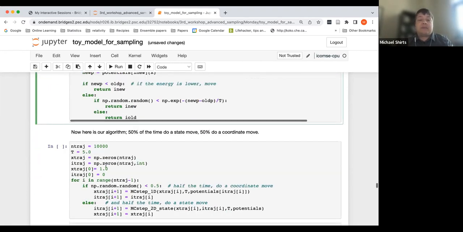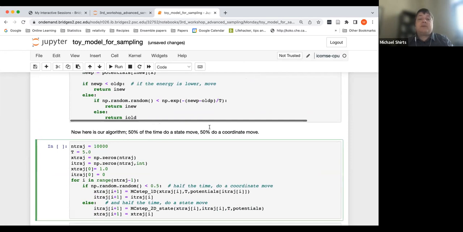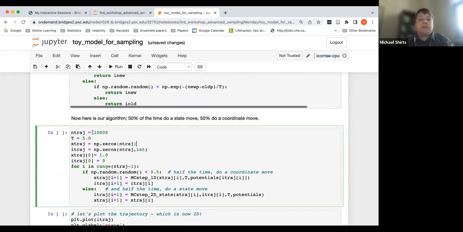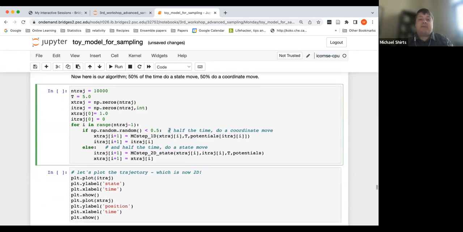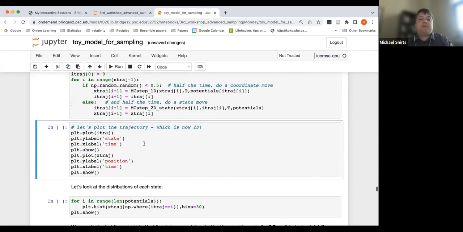So here's our algorithm now. 50% of the time do a state move, 50% of the time do a coordinate move. So 10,000 steps again, temperature is 5. Now our trajectory is two-dimensional. To describe the state of our system, we have to describe both the location and also the state. Which of the potentials is it in? And now, notice we're using our exact same Monte Carlo step as before, because when we're on a fixed potential, we can use the same algorithm. We just need to make sure it knows which potential to use that's passed in, and half the time do a state swap. So let's plot the trajectory.